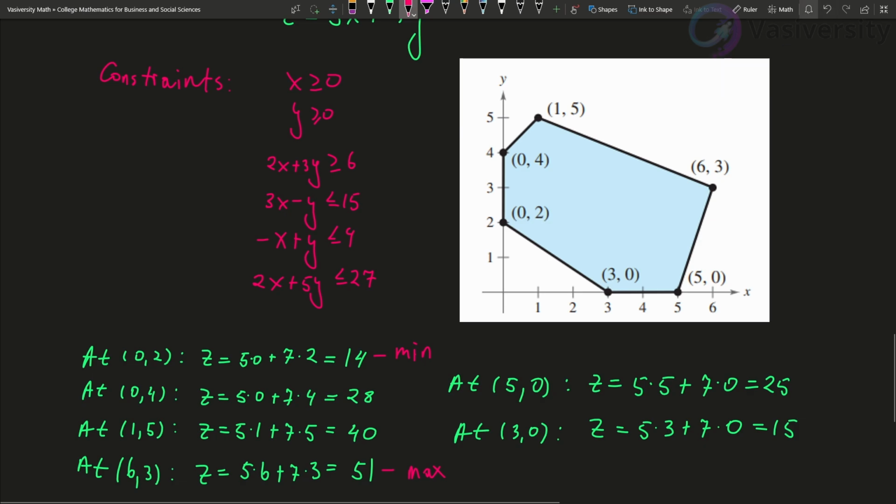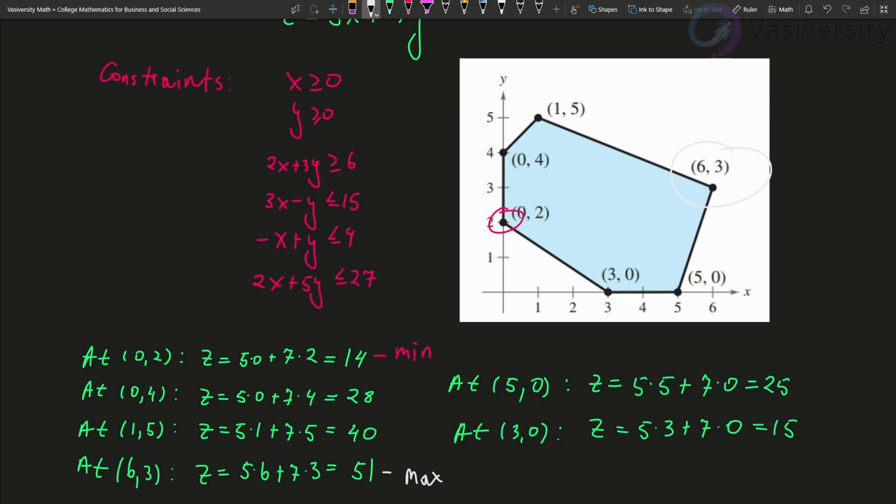Here, actually, I'm going to change the color of it, because we're only interested in the minimum. So for maximum, it's going to be maximum. So, okay, minimum is the point 0, 2, right? At 0, 2, this is our minimum. And then our maximum is 6, 3. Right, this is our maximum, this is our minimum. All right, perfect.